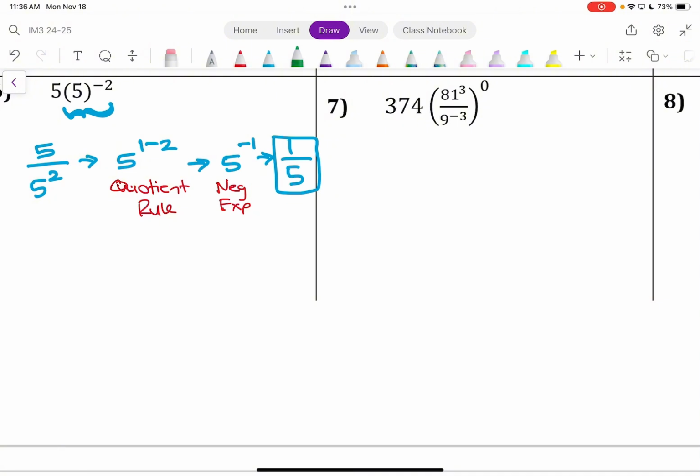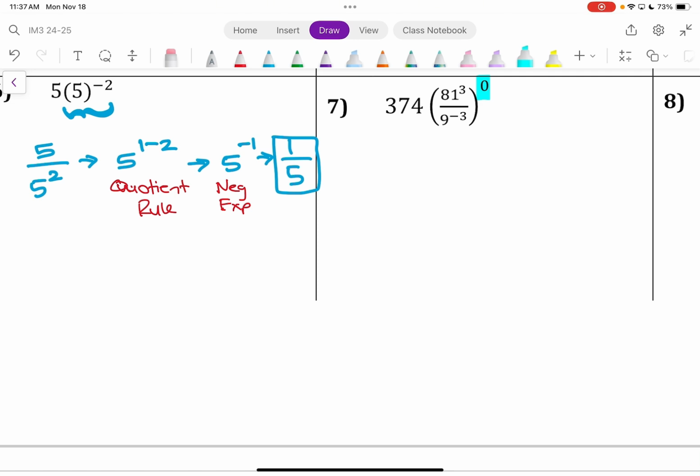Number 7, 374 times 81 to the third over 9 to the negative third, all to the 0 power. Hopefully, you were able to notice one really big thing about this, and it's that everything inside of the parentheses is raised to the 0 power. So it does not matter at all what you have inside the parentheses.